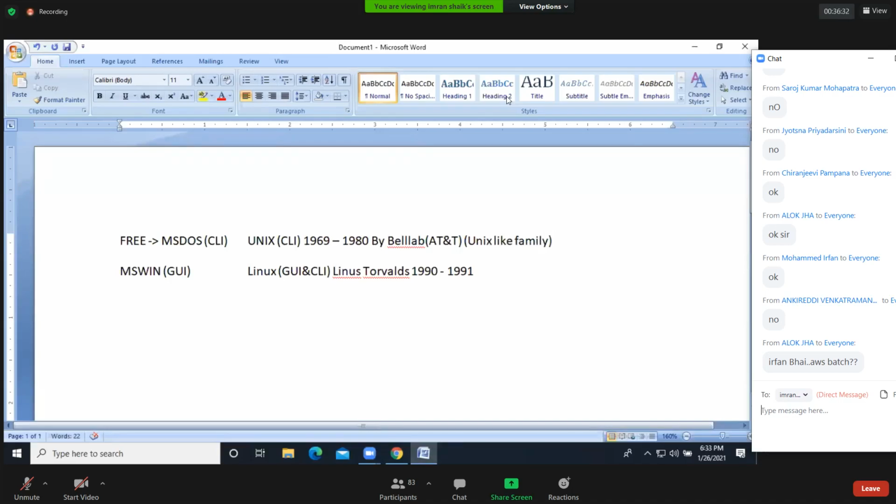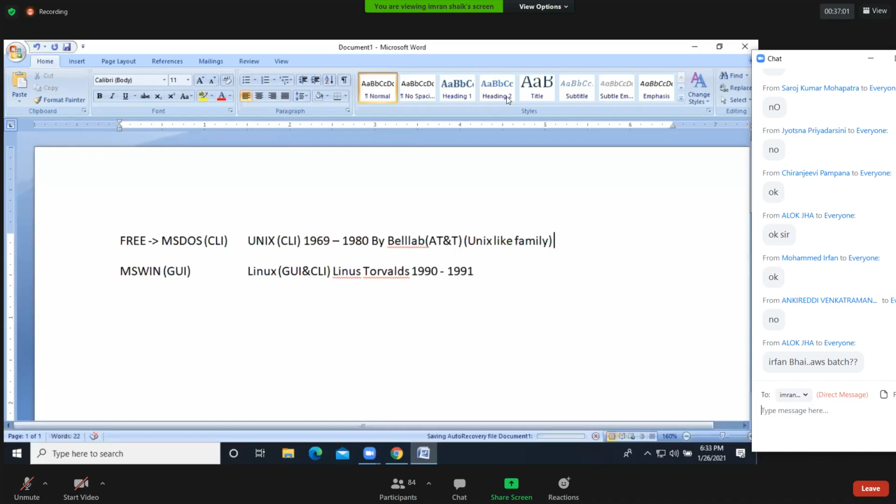So clear? Simple, guys. You and your siblings, your brother, both belong to your family. Both are different people, but you belong to your family. In the same way, Unix and Linux are different operating systems, but they belong to the same family that is called the Unix-like family.